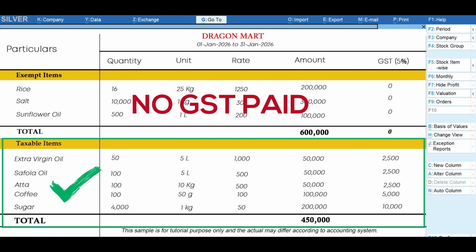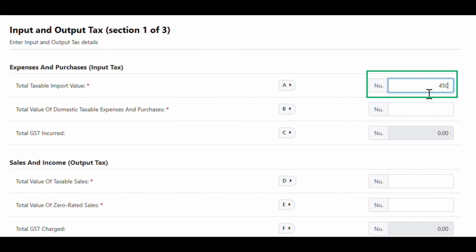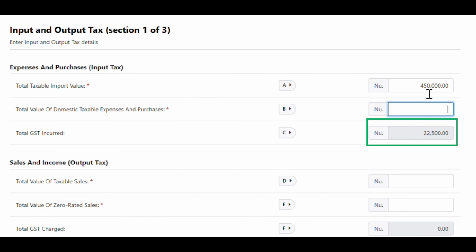What to include? Dawa enters Nultrum 450,000 in the total taxable import value field. Watch BITS calculate. Input tax: Nultrum 450,000 times GST 5% is Nultrum 22,500. This is the GST Dragon Mart paid at the point of entry when importing these items. They are entitled to claim this as input tax credit.